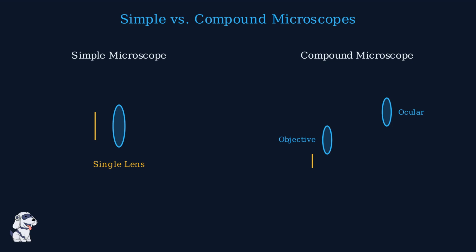or eyepiece. By combining multiple lenses, compound microscopes effectively multiply magnification powers, allowing us to resolve fine structural details that a single lens simply cannot capture. Ultimately, while simple microscopes are perfect for basic observation, compound systems are the cornerstone of modern cellular biology research.